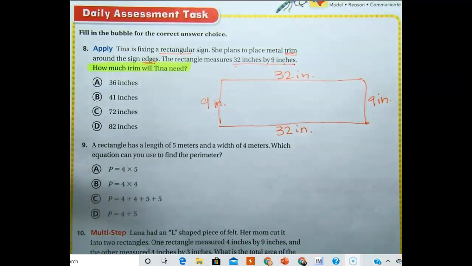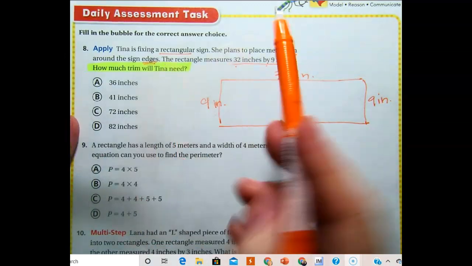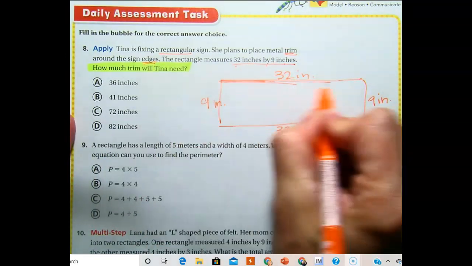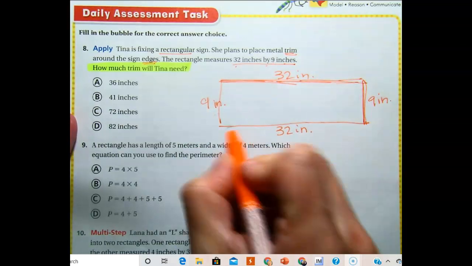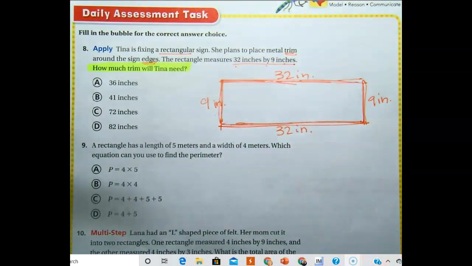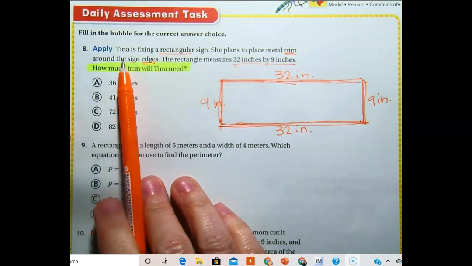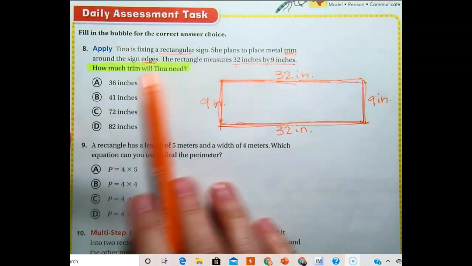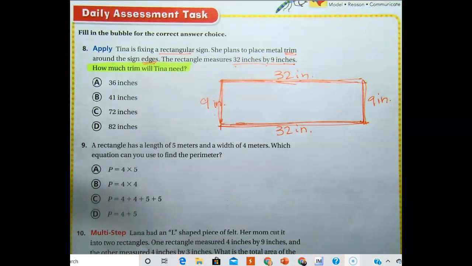Okay. This is the sign. So here's the metal trim. That's what is going around. There's the outer edges. That's your clue that you're talking about perimeter. Now, remember, this question did not say one word about perimeter or area.